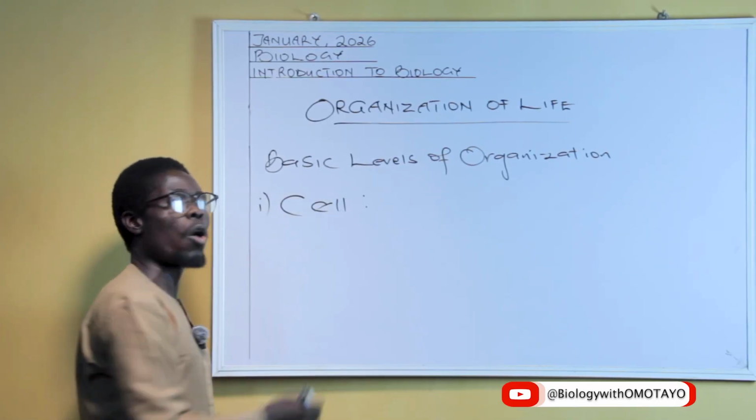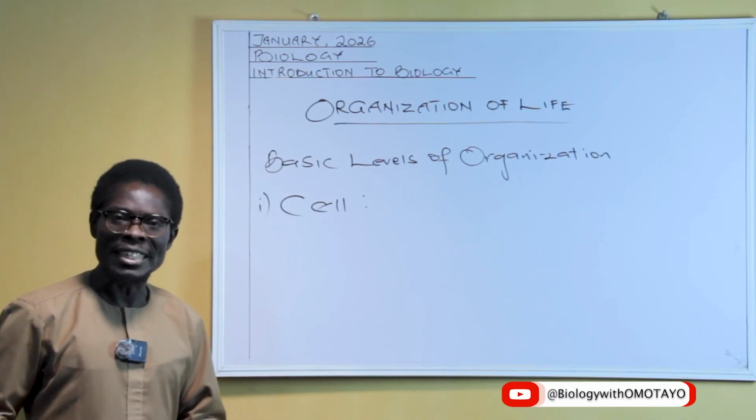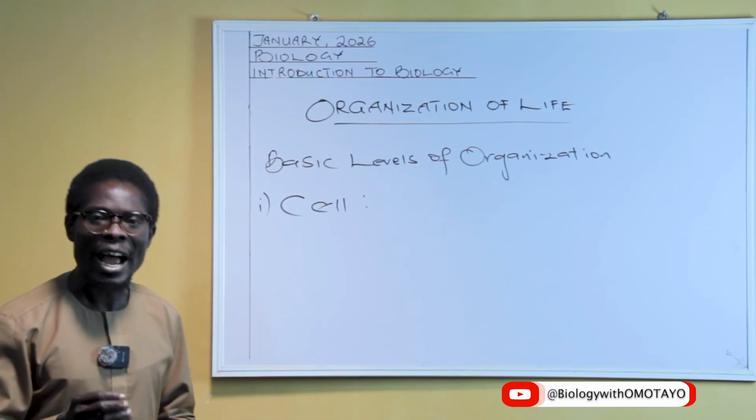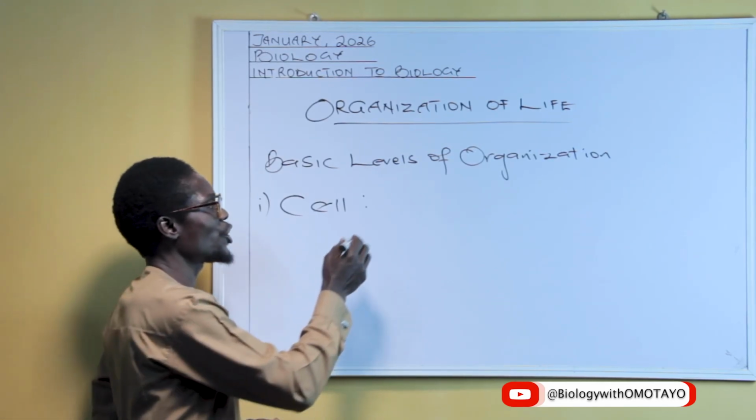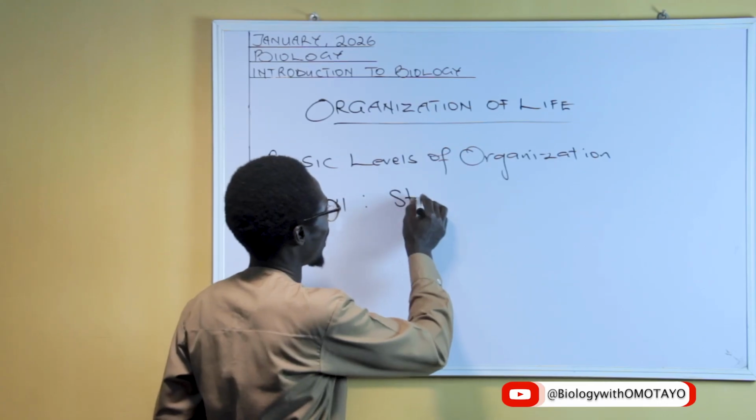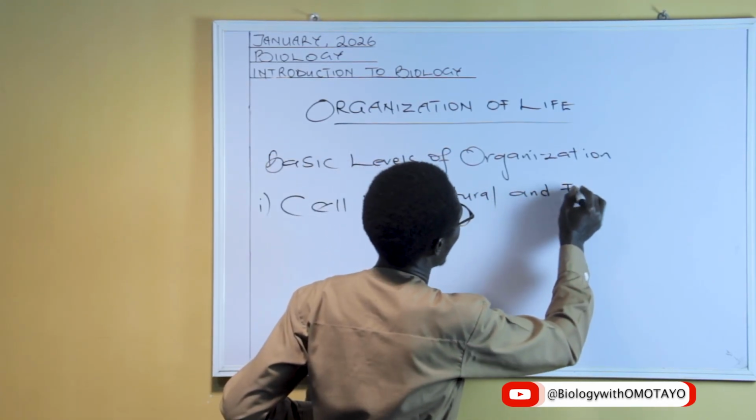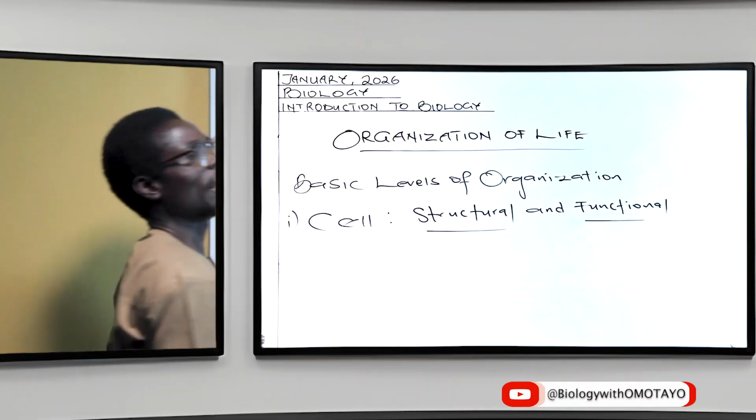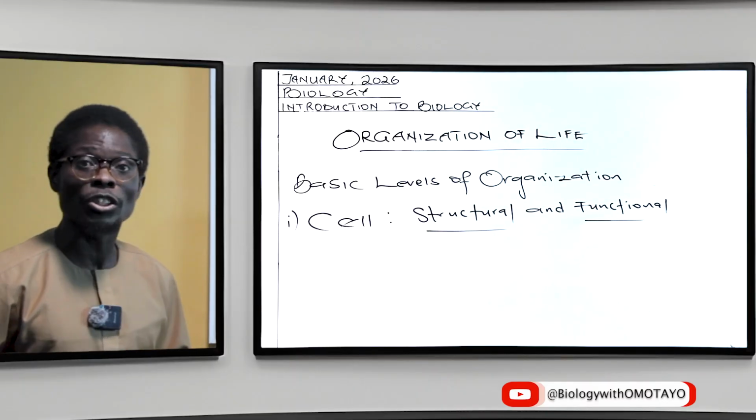Now, what is a cell? A cell is the structural and functional unit of life. Keywords: structural and functional. A cell is the structural and functional unit of life.